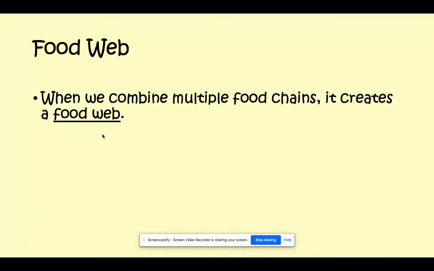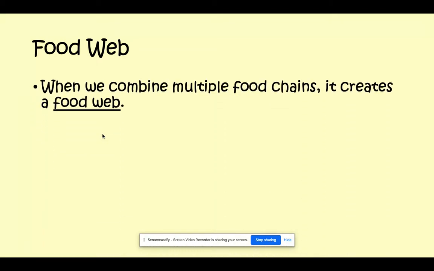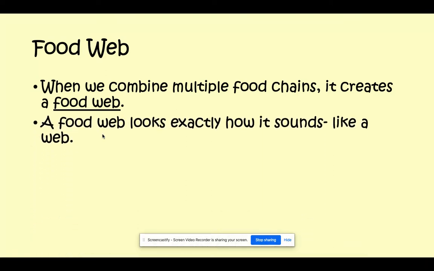Now, food webs are complicated looking, but lots of times I noticed in the past kids really like food webs better than food chains. It's just a matter of really following those arrows. So, the definition of a food web is when we combine multiple food chains. Multiple means more than one. So, you'll see a variety of food chains within one food web.